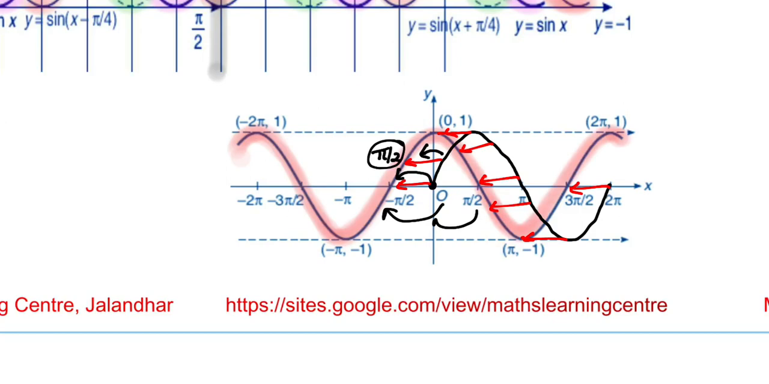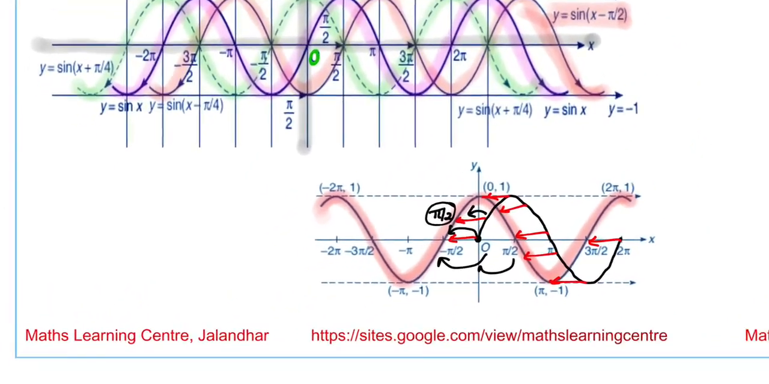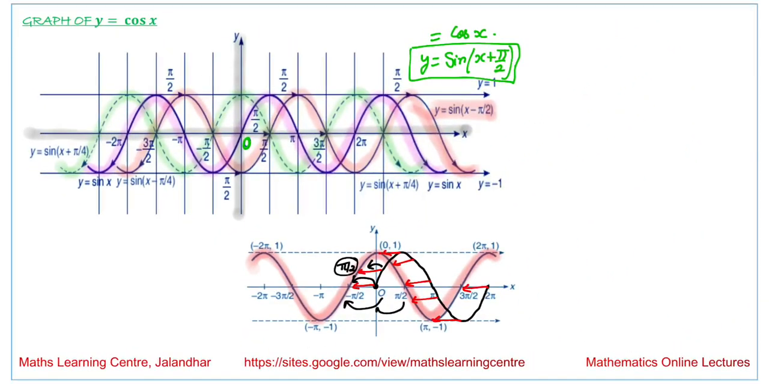So it is easy to see how we have drawn the graph of the function cos x from sin x. We have shifted the graph of the function towards the left by an amount of pi by 2. I am explaining this again over here. Suppose these are the axes we are talking about. This is our x-axis, this is the y-axis.